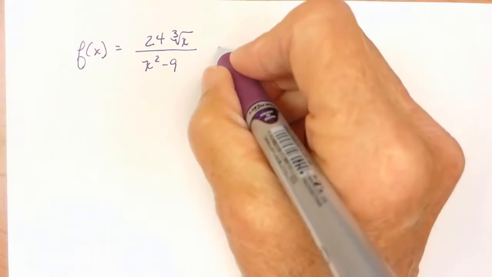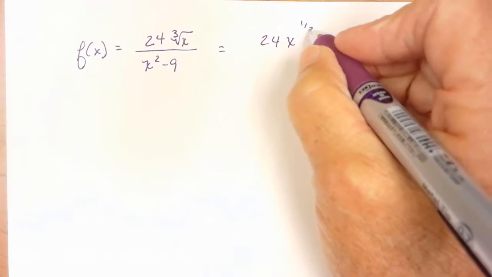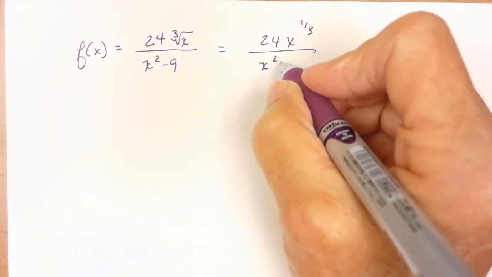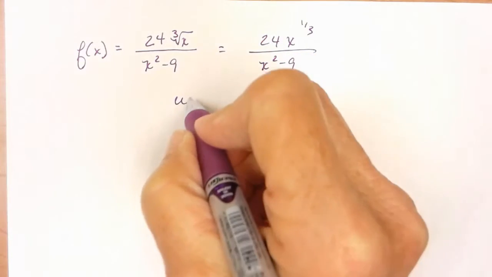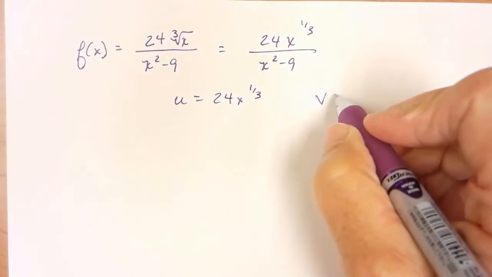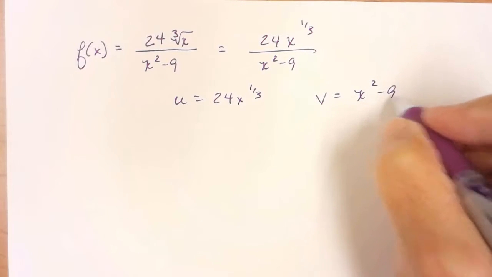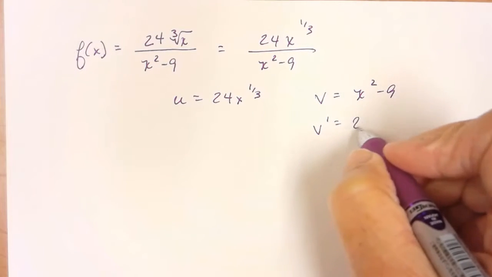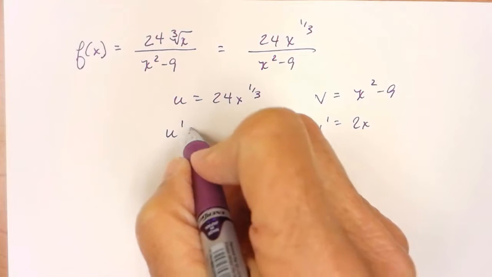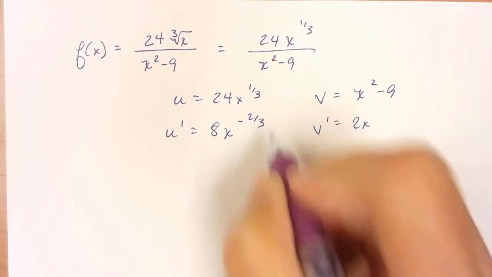Quotient rule. First thing I'm going to do though is rewrite this as 24x to the 1/3 over x squared minus 9. U would be my numerator. V is my denominator. V prime would be 2x. U prime would be 8x to the negative 2/3.